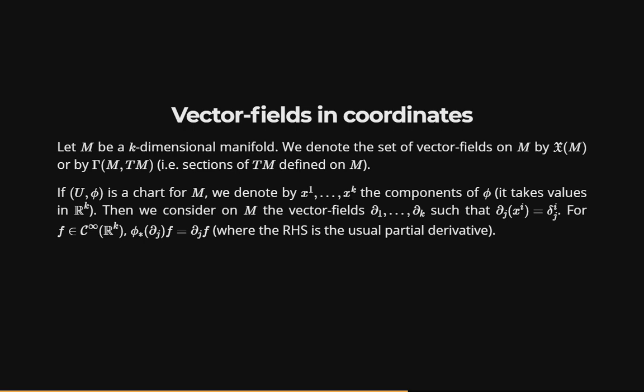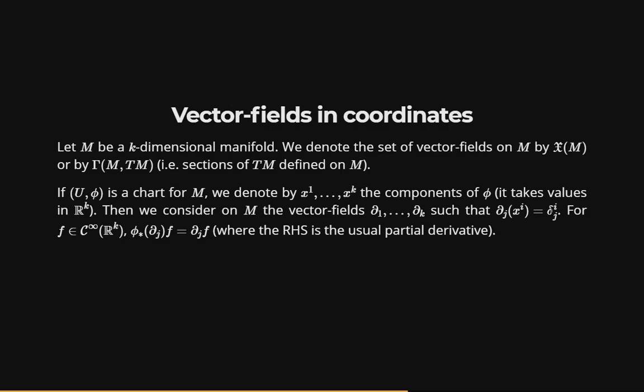So we won't be considering phi anymore, because if we change phi, the coordinates change in a very nice, smooth way. So we don't care, we just take the coordinates. These coordinates are not global, they don't exist all over M, they just exist in U. Now, we consider vector fields, which we denote weirdly by partial 1, ..., partial k, such that partial j xi is equal to delta ji.